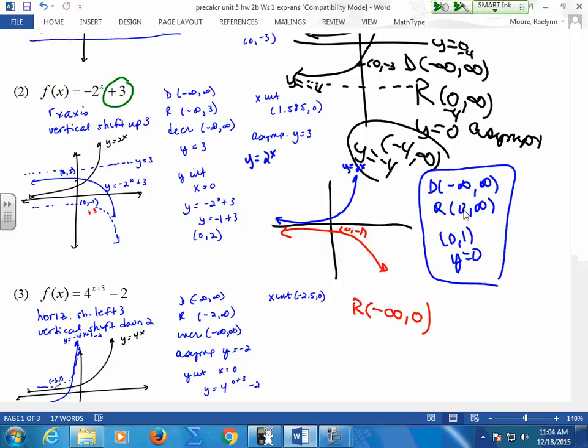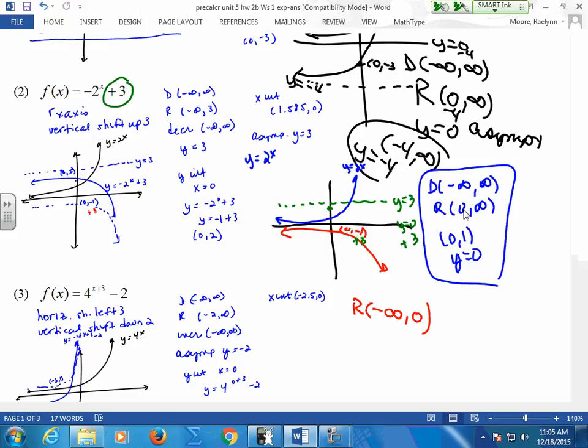Move it up how many units? 3. So everybody moves up 3 units. So watch. I'm going to add 3 to this. What's that point going to be? -1 plus 3, 2. That's where my intercept is going. This was y equals 0. I'm going to move it up 3. What's my asymptote going to be? Y equals 3.